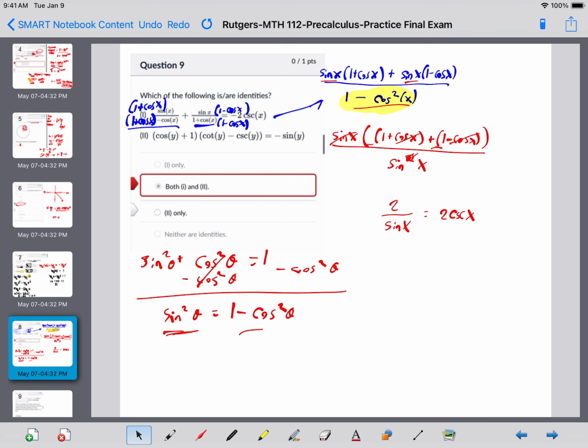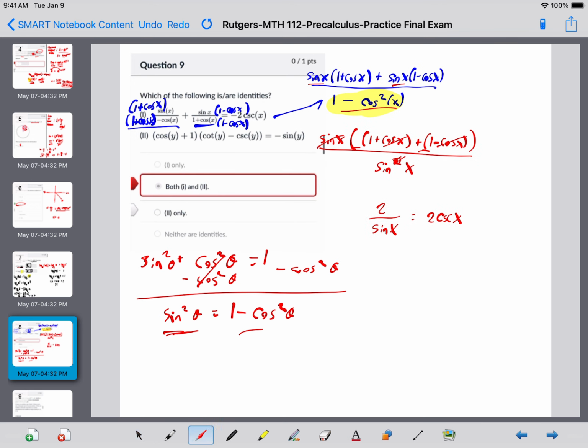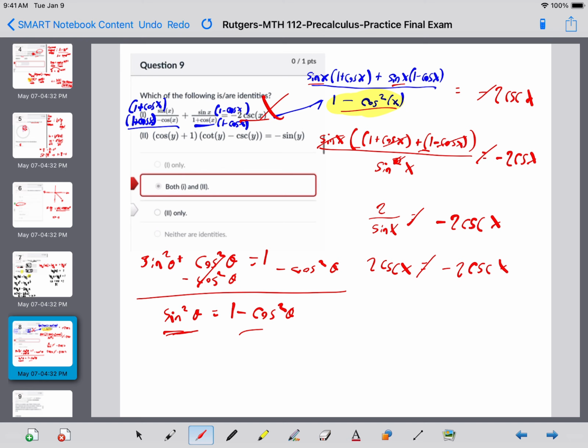So the way I would show my work then, because we did all the left side, is I would just restate the right side of the equation: negative 2 cosecant x. Are those the same? No. One's positive, one's negative. So 1 is not an identity. Okay? For the sake of room, I'm going to erase this, and then we'll do the second identity.